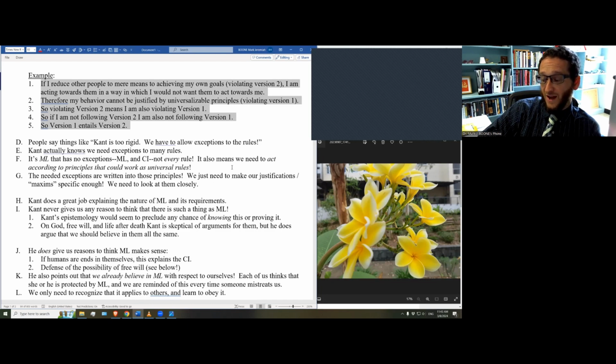Well, could you wish that everyone would treat themselves as mere means to an end? Can you wish that everyone would treat anyone as mere means to an end? No, you really can't. It's not a universalizable rule.